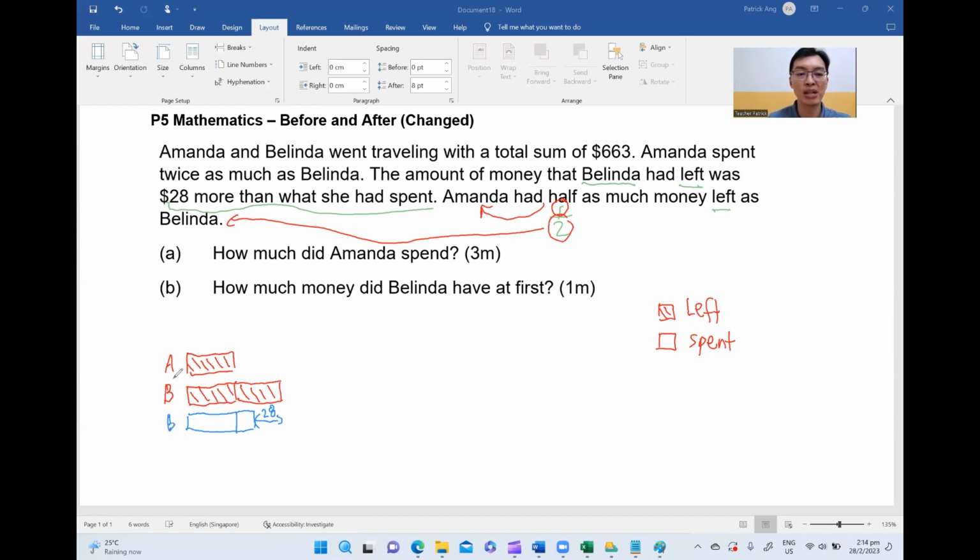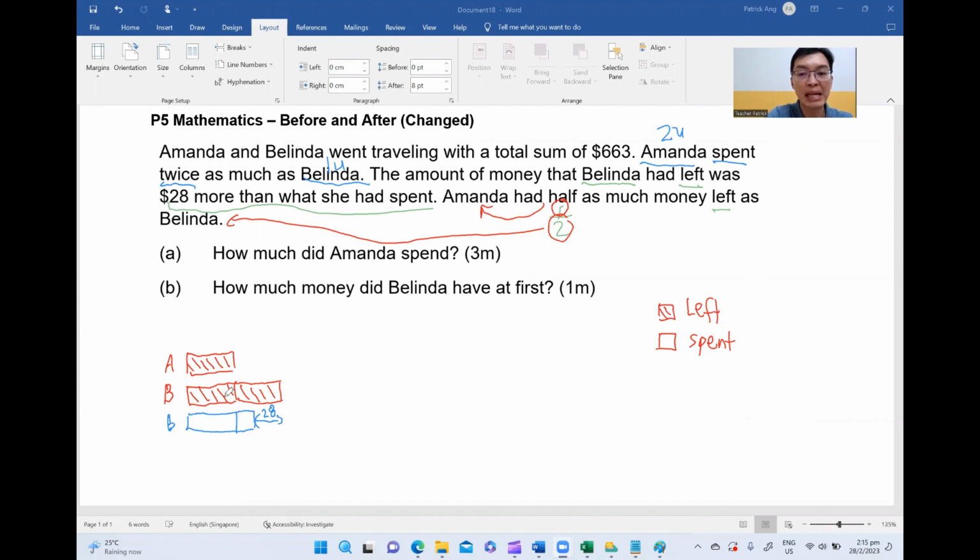Then we go back to the second sentence. The second sentence mentioned Amanda spent twice as much as Belinda. So it means that Amanda is spending 2 units while Belinda is spending 1 unit. Now, we got to look at this model here. I'm going to shade it for you so that you do not get confused. This model here will be taken as 1 unit. So this unit will be taken as 1 unit.